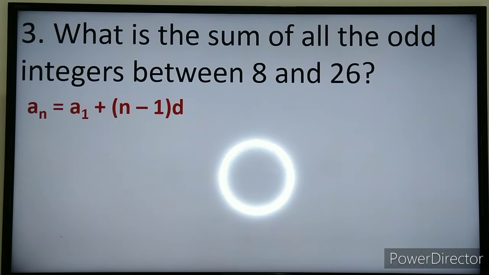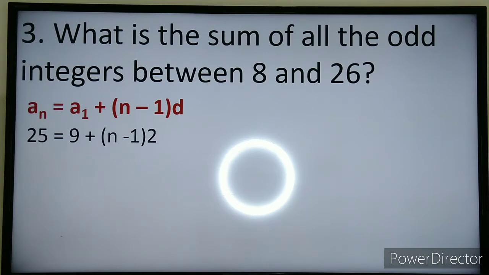What is the meaning of this? A sub n is the last term, a sub 1 is the first term, n is the number of terms, and d is the common difference. By substitution, the last term is 25. A sub 1 is 9.